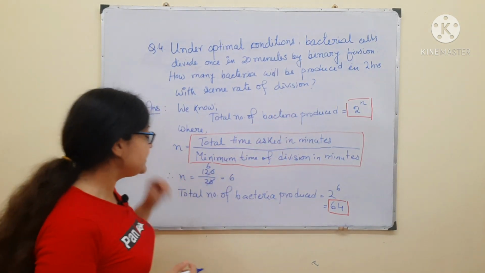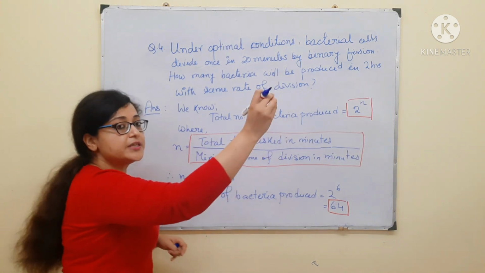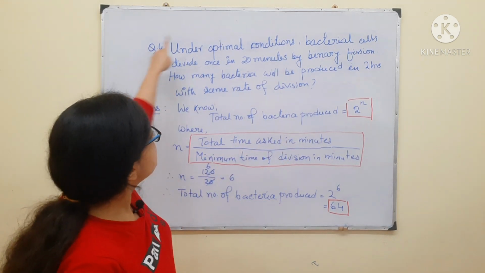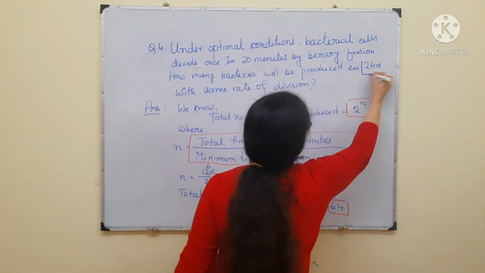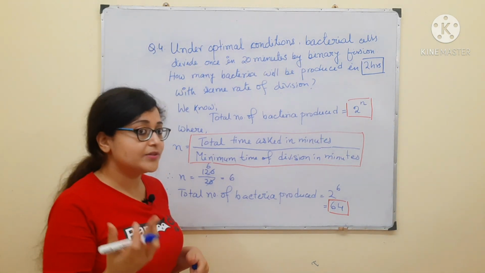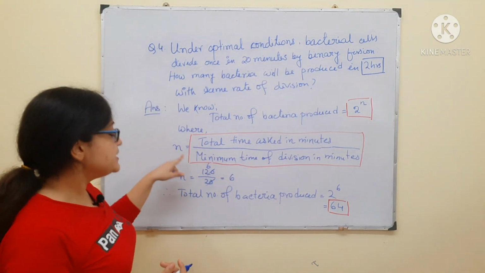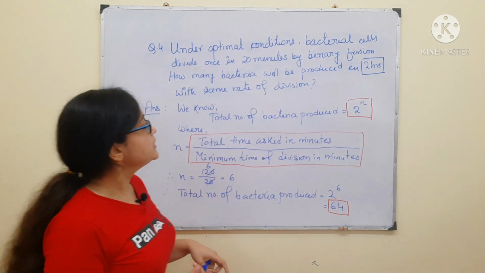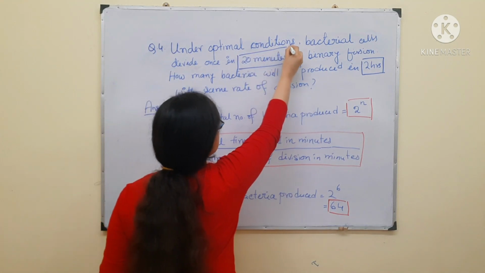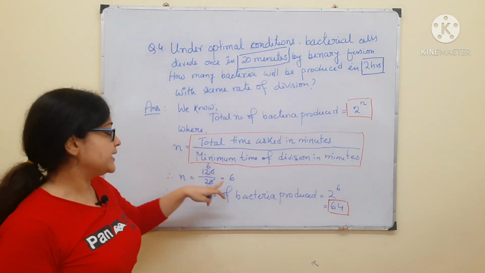So what is n, ma'am? N is the total time asked in minutes divided by the minimum time of division in minutes. So in this question, what is the total time asked in minutes? Let us just check. Yes, this is the total time asked, 2 hours. So we need to convert it into minutes as per the formula. So 2 hours means 120 minutes. Fine. Divided by the minimum time of division in minutes. So what is the minimum time of division given in the question? Yes, it is 20 minutes. So n is going to be 120 divided by 20, that is 6.